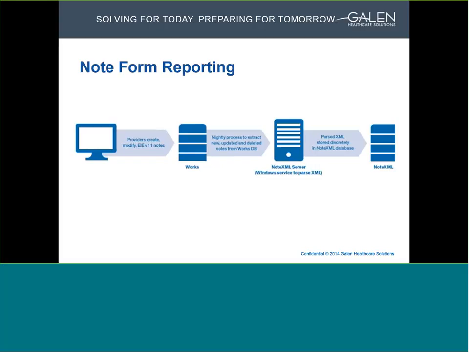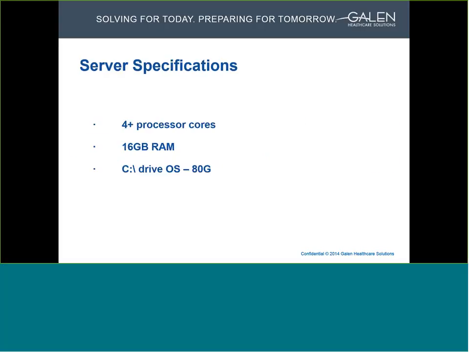Something interesting to note: we're going back to the works database and grabbing that information that was entered by the providers. If you're utilizing a disaster recovery or some sort of copy of production, we can actually use that to grab the notes so we're not hitting production. But if you're not, the nightly hit that we pull from production is really quite minimal. And we can schedule that according to whatever the needs of your organization are.